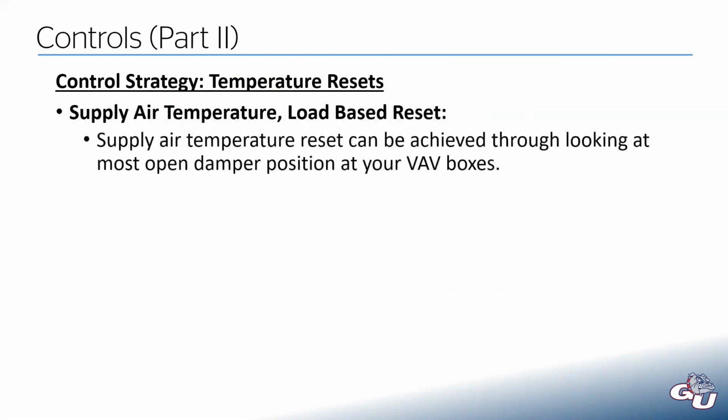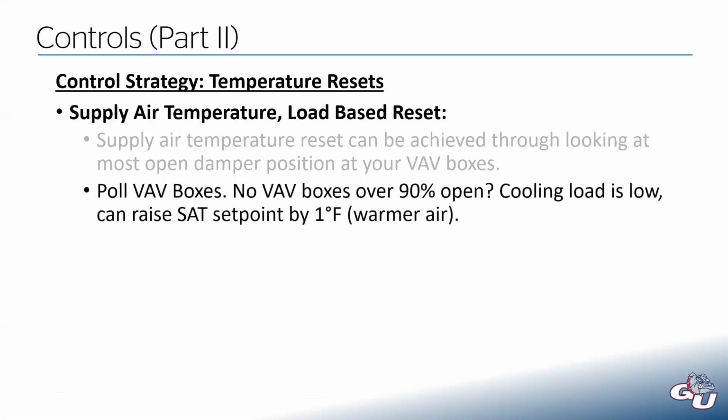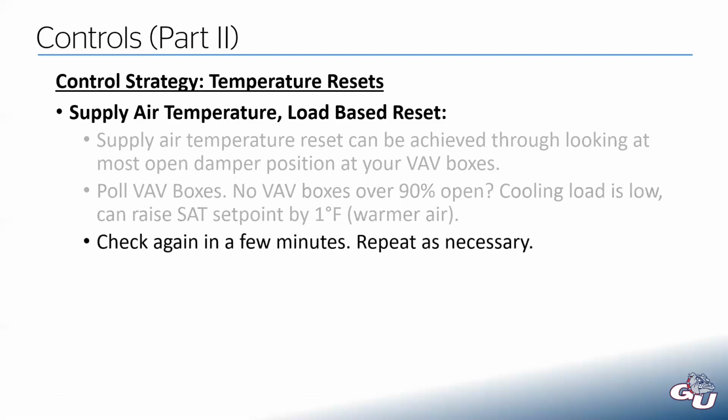Supply air example can be achieved by looking at the damper position on your VAV boxes. So in this case, we're not looking at the control valves on a water system. We're looking at the VAV box damper positions on the air side. So we look at the VAV boxes. Nope, none of our VAVs are more than 90% open. That means our cooling load is low. So let's raise our supply air temperature set point. Check again a few minutes later to see where they adjusted to.